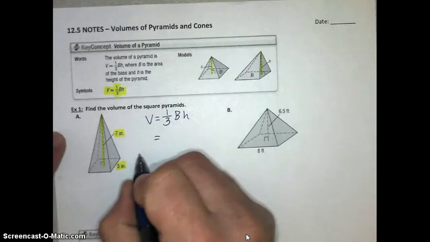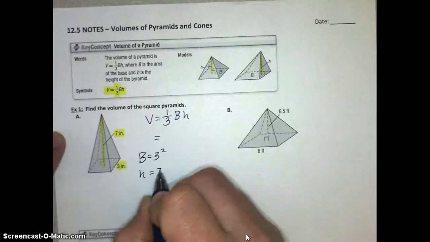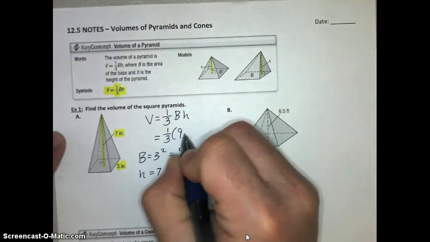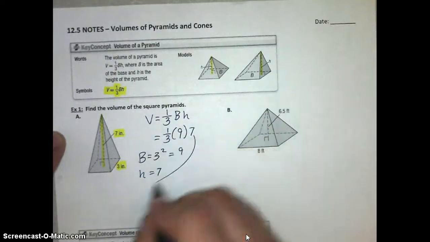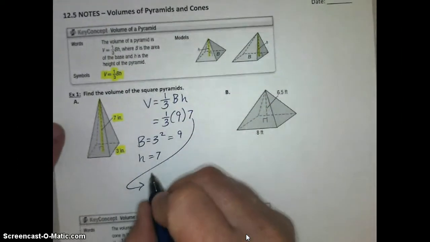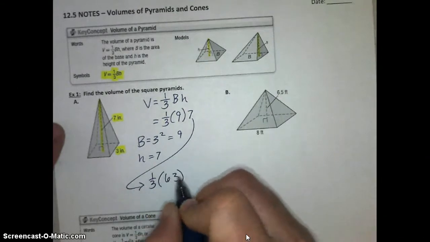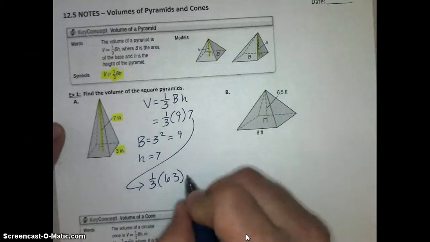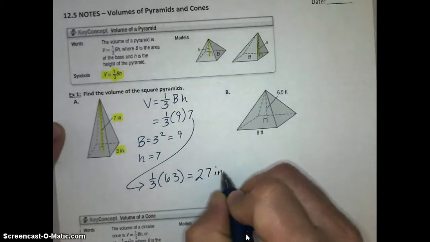So the base area is 3 squared. The height is 7. So the base area is 9. So we're going to do 1/3 of 9 times 7. That's 1/3 of 63 if you want to think of it that way. Or you could do 1/3 of 9, which is 3, and then multiply by 7. Either way, we get a volume of 27 cubic inches.